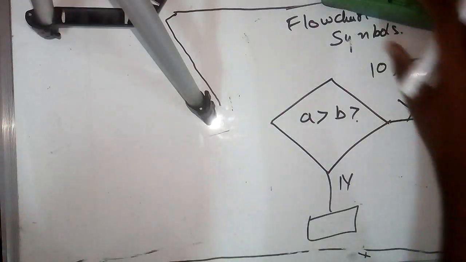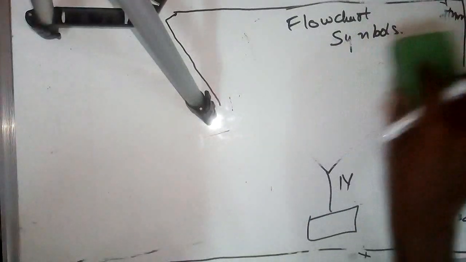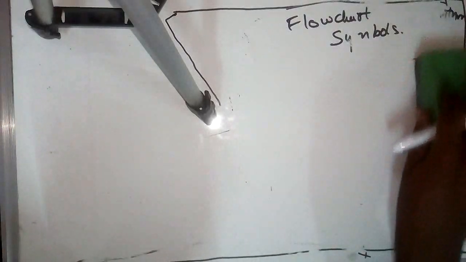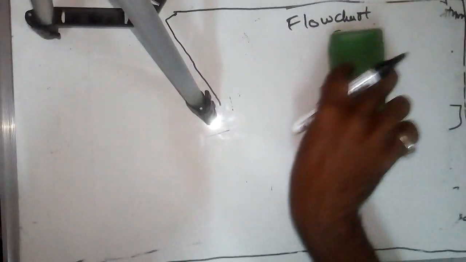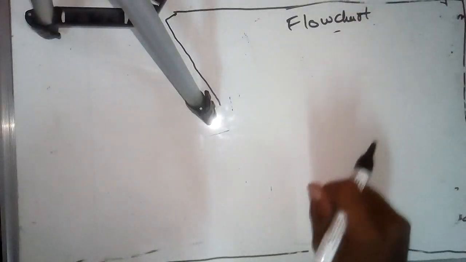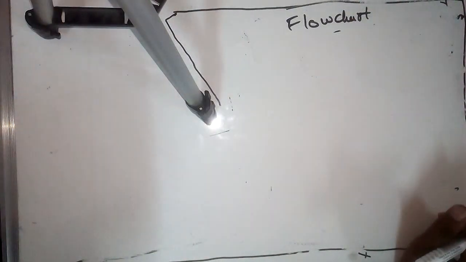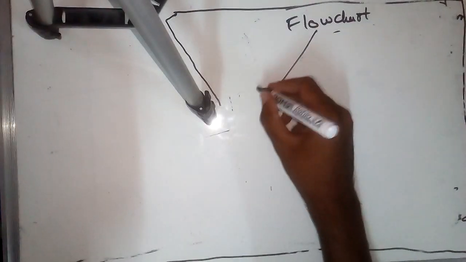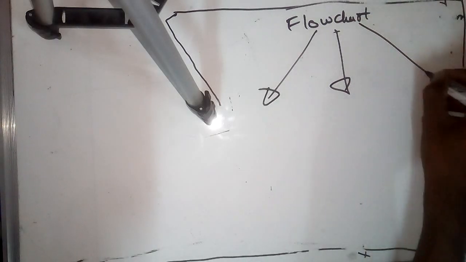And then we have flowchart types. I'm just covering the important things right now, as time is really short and the quiz is going to start. So what are the types of flowcharts? Normally flowcharts are of 3 types. I will tell you what those 3 types are.